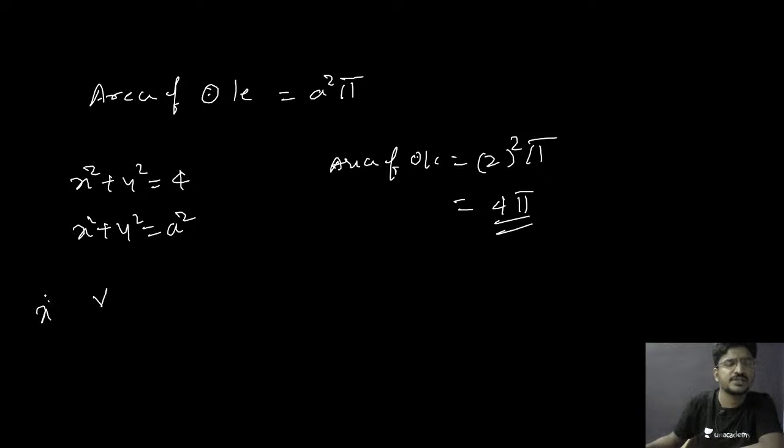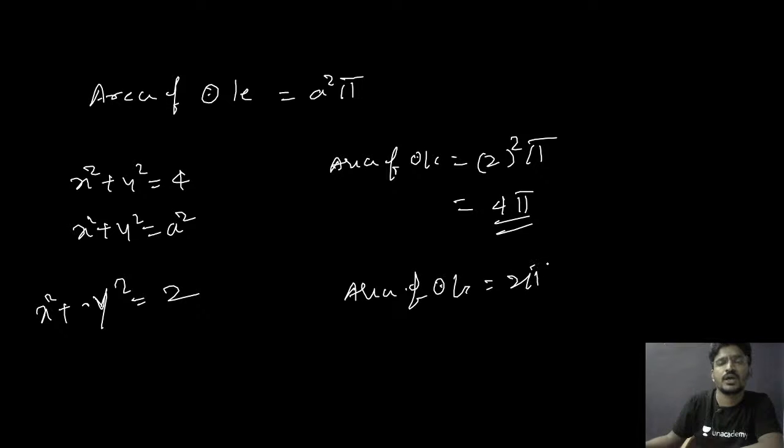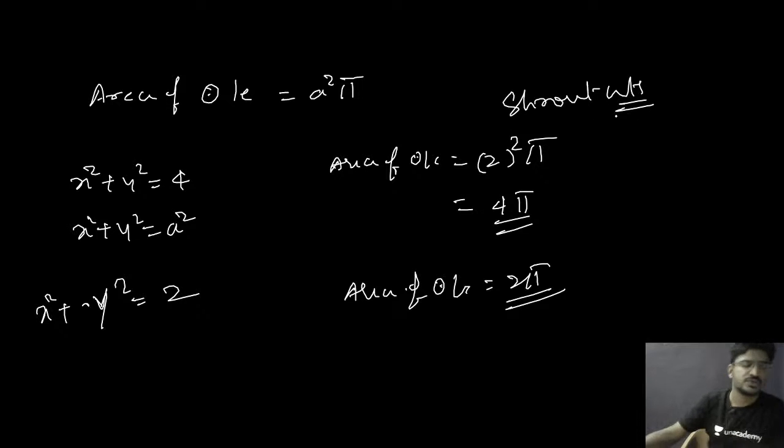Suppose you have x square plus y square equal to 2, you can just write it as area of circle is 2 pi. Clear? So these things are going to be the shortcuts. This is the shortcut, very, very important shortcuts.